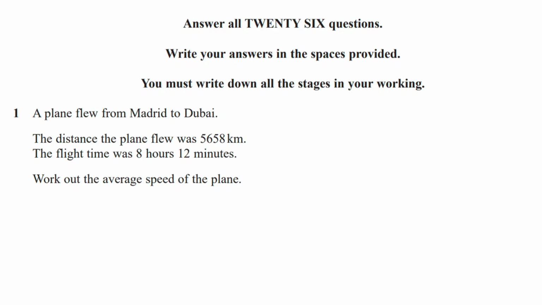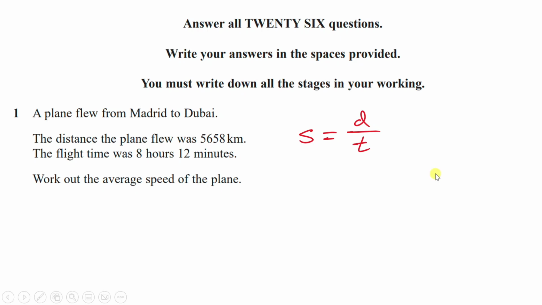So let's do the first question. Number one tells us that a plane flew from Madrid to Dubai. The distance the plane flew was 5,658 kilometers. The flight time was 8 hours and 12 minutes. Work out the average speed of the plane. Now, with these kinds of questions, we've got speed, distance, and time, so I always think it's best to write down the formula. Here's the formula: speed equals distance over time.